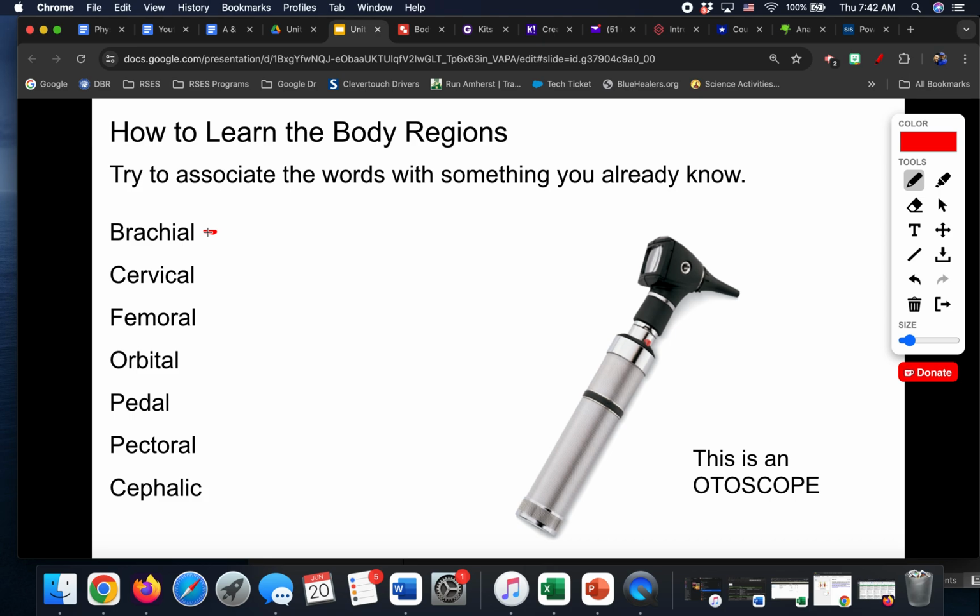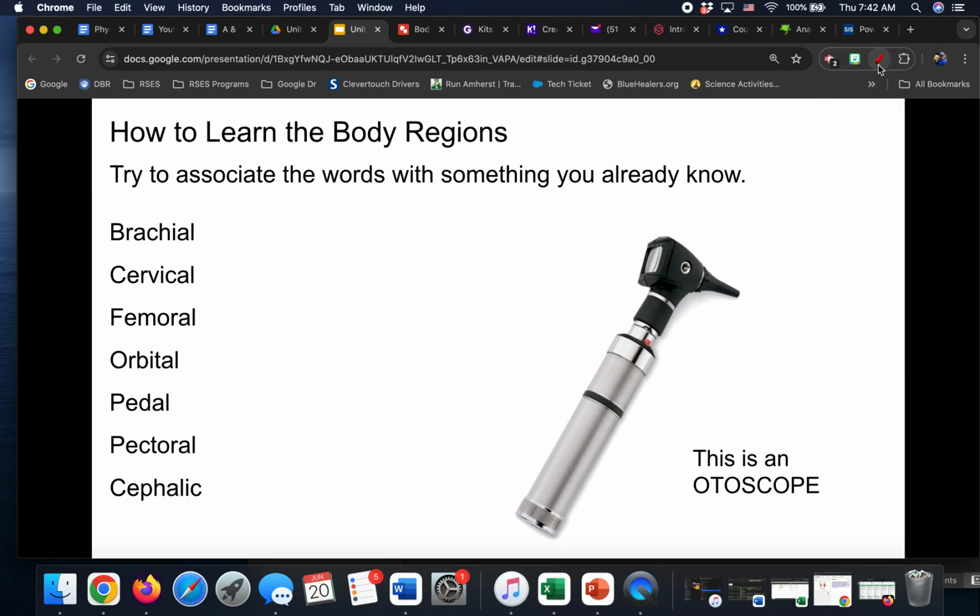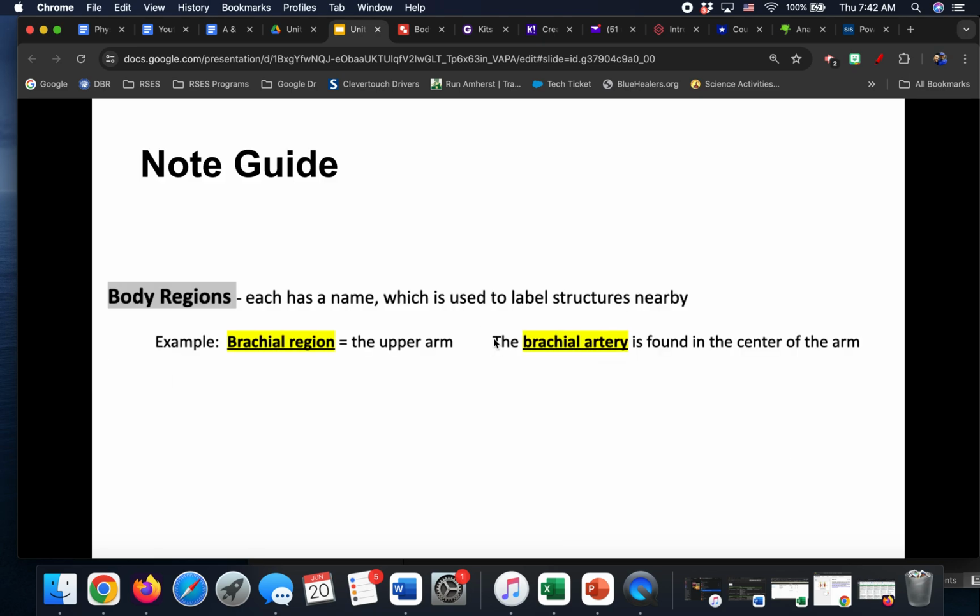You may have heard of the cervical vertebrae, that's in your neck. Femoral, that's your big leg bone in your thigh, so that's going to refer to that region. Orbital, eye, pedal, foot. Hopefully you know at least a few of these. If not, we'll work on them all year, so don't worry. This is just a way to make it a little easier once you start labeling. So go ahead, pause, put this in your notes.